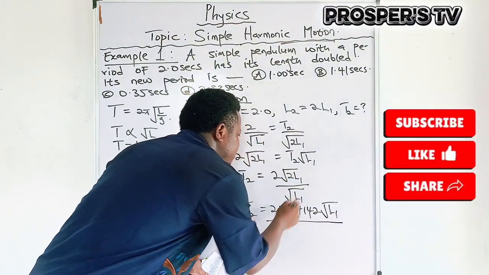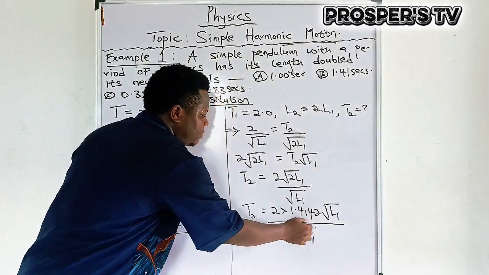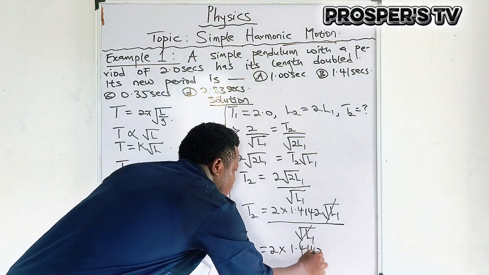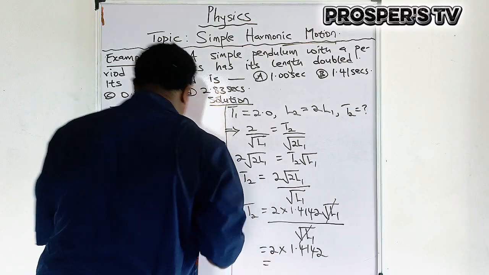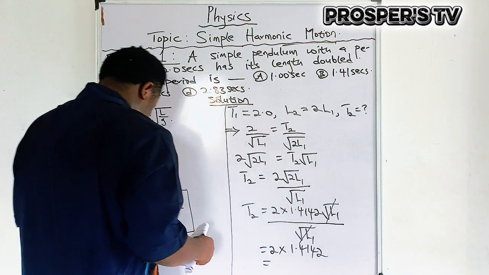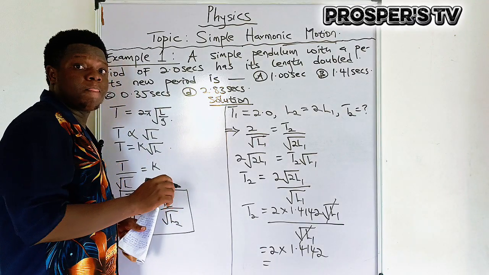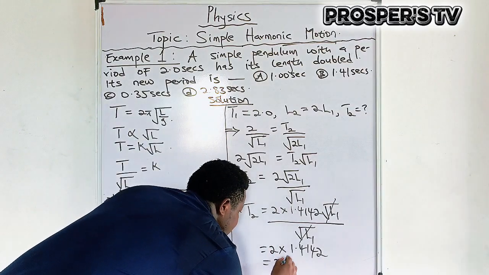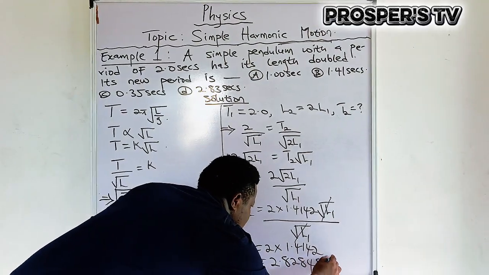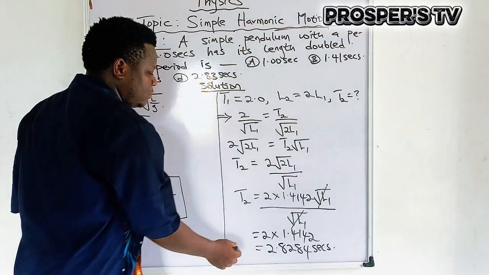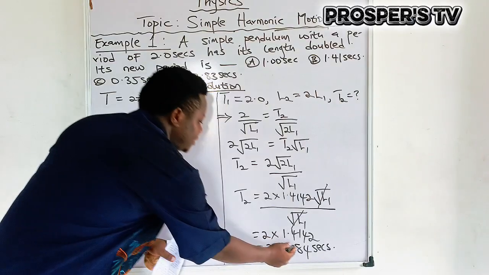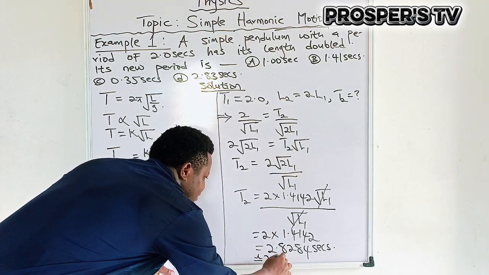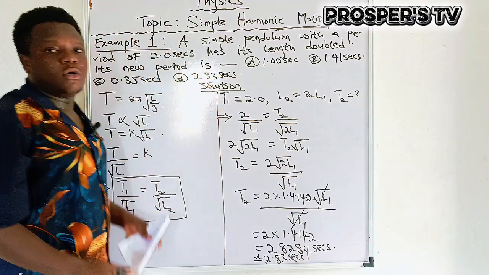Then your root L1 is still there, divided by your denominator root L1, so root L1 cancels out root L1. Your final answer becomes 2 times 1.4142. Final answer, please. 2.8284 seconds. So this becomes your answer. Looking at our options, the options are given in 2 decimal places. If you approximate this, please ensure this is captured, your final result becomes 2.83 seconds. So that becomes your final answer.